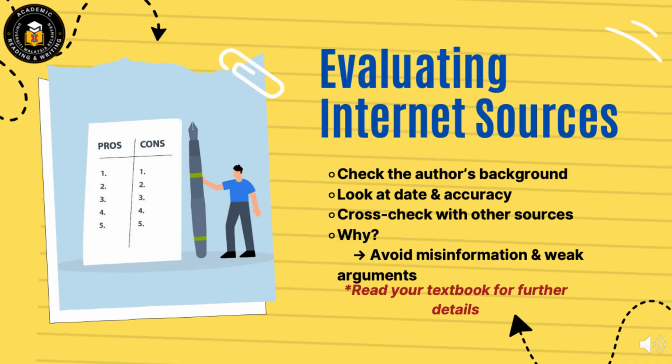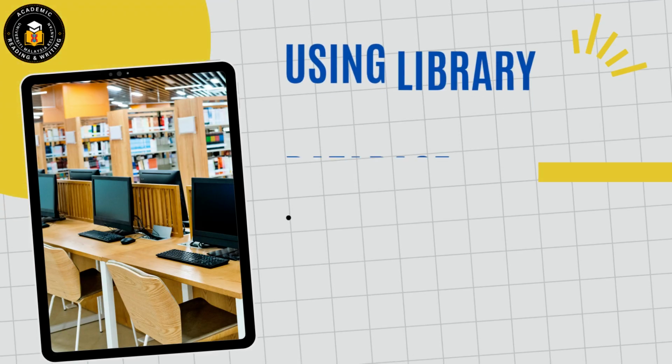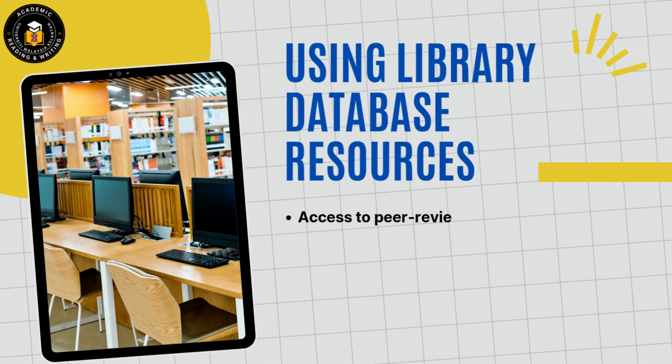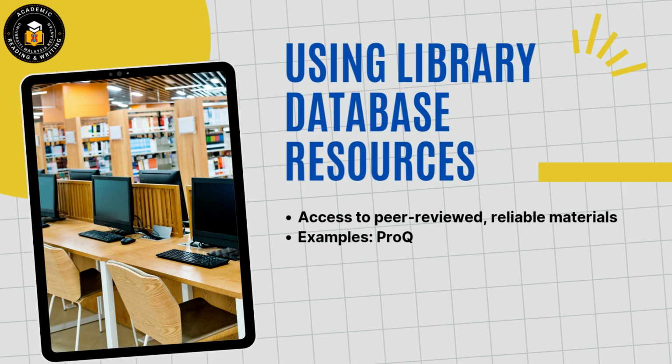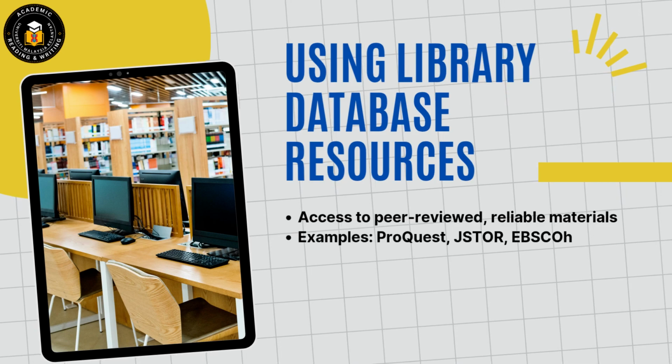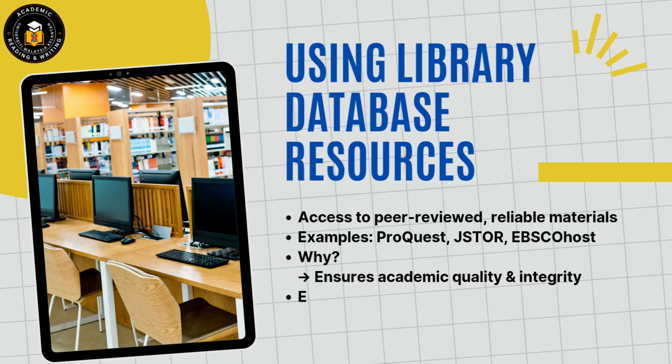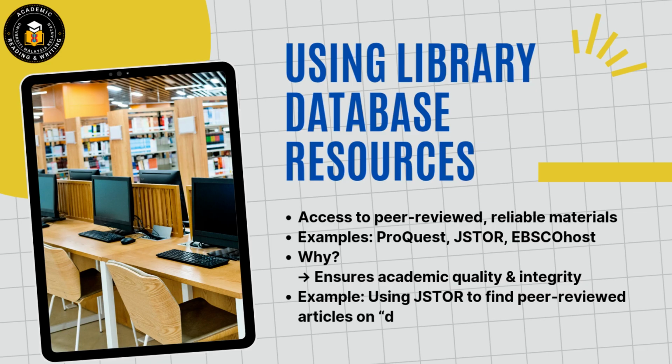Now, while the internet is useful, there's another place where quality is almost guaranteed: the library database. Library databases give you access to peer reviewed and high quality materials that you can trust. Unlike the open internet, these sources go through strict academic checks. Why is this important? Because when you use them, you are not just gathering information, you are ensuring your work meets academic standards. Think of this as a shortcut. Instead of sifting through hundreds of questionable sites, you start with materials that are already reliable.